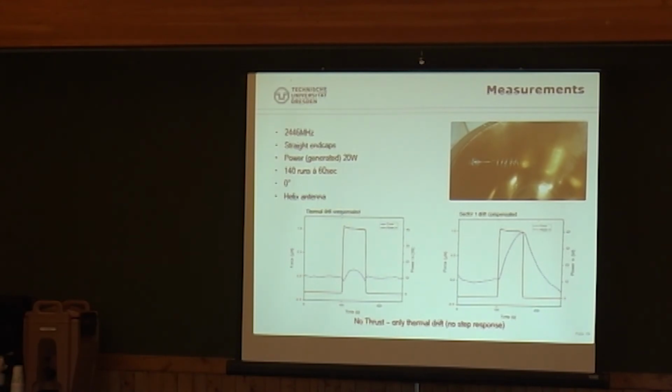Well, using the next geometry, or another geometry, again straight end caps with a higher frequency, for this example 2446 megahertz at 0 degree measurement, we have again a slight force peak after thermal drift compensation and averaging, but looking at the sector 1 thermal drift compensation, we again just see the typical form of thermal drift.